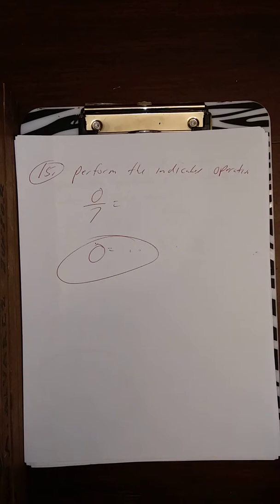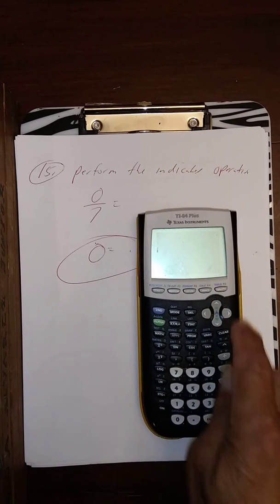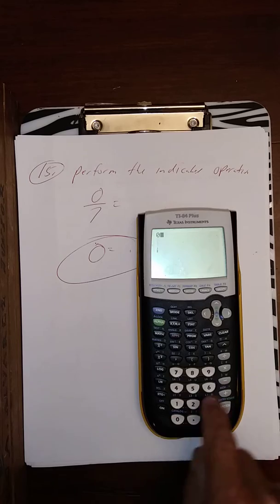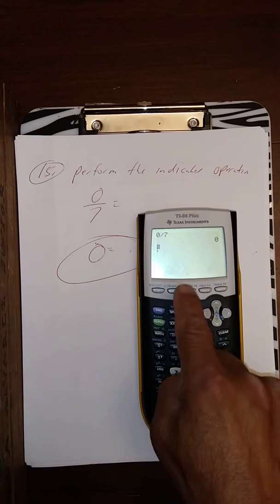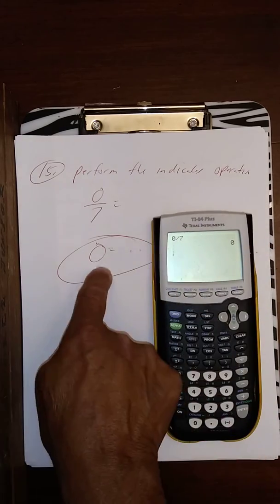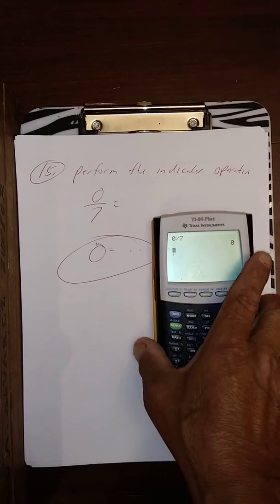0 divided by 7. Okay. Let's see. 0 divided by 7 is 0. There it is. So 0 by 7 is 0.